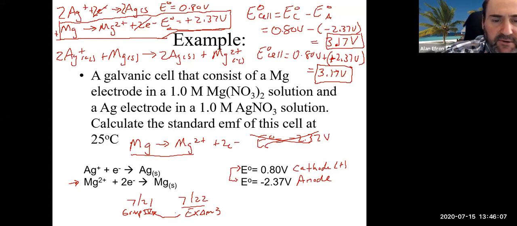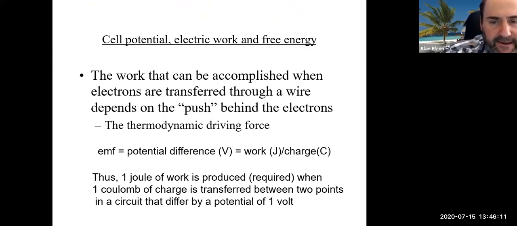Okay, so now that we talked a little bit about E of the cell and the cell potential, we're going to basically tie it together with one of those thermodynamic values that we've been talking about in a previous chapter, which is free energy, or that Gibbs free energy.